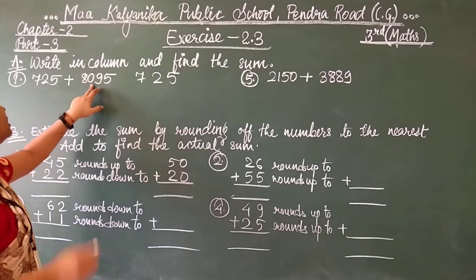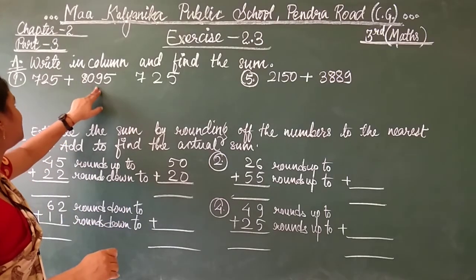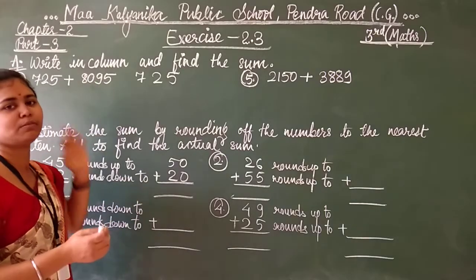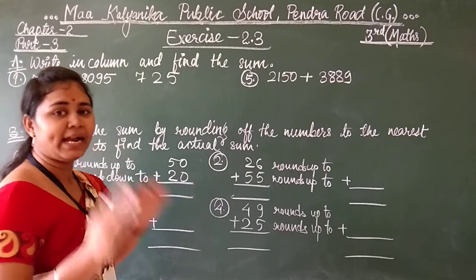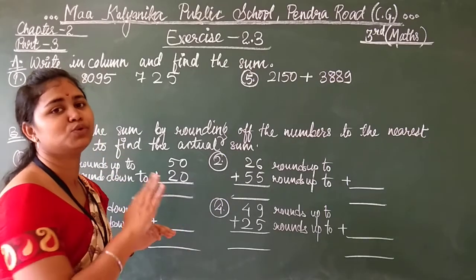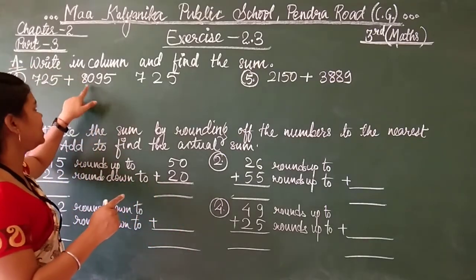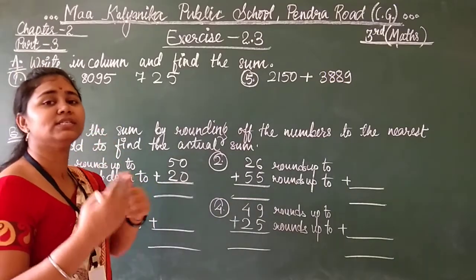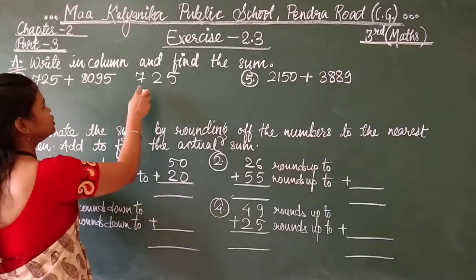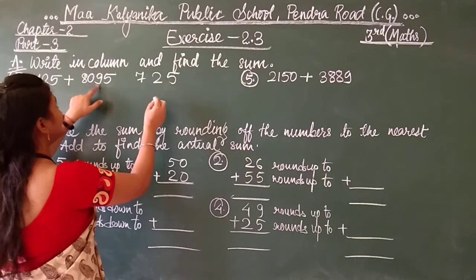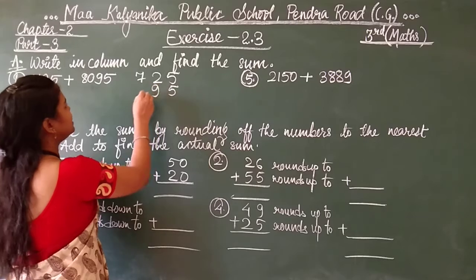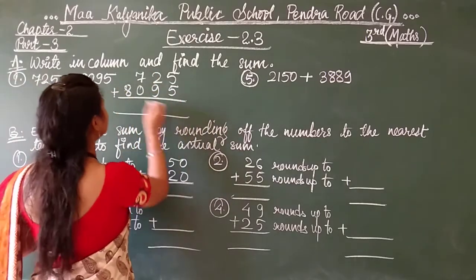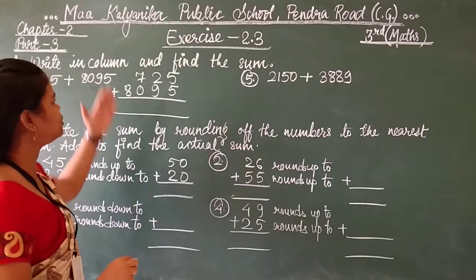Plus 8095. Students, as I had told you in the previous video, you can change the order of the numbers. Means this number you can write first, or this number also you can write first. In addition this process is used, but in subtraction you don't have to use this trick, because in addition the rule is there, you can just change the order of the numbers. So see, 725 plus 8095, so 8095 plus 725. You can write this also first, it's your choice. It is better to write the bigger number first, but you can write in this way also.